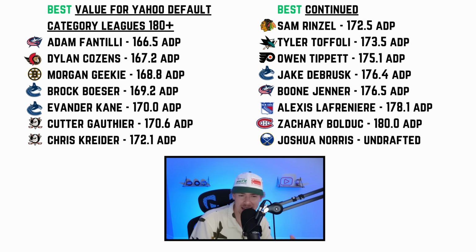You also have Morgan Geekie. Geekie might tank your plus minus category, but this guy has like 150 hit, 200 shot potential, 30 goals, line 1 with Pasternak, power play 1. One of my favorite guys to grab in a category league.